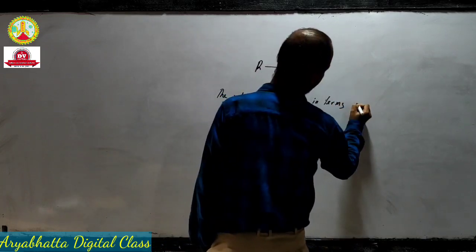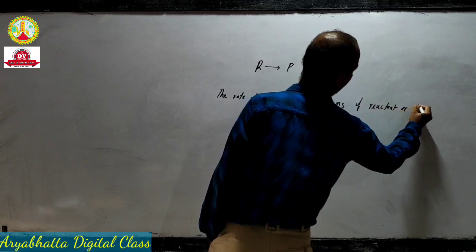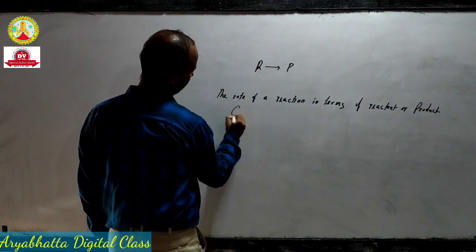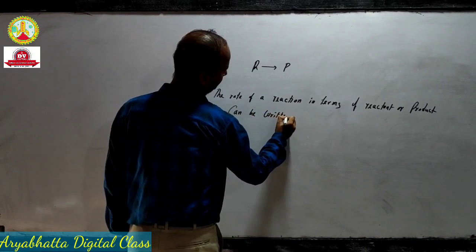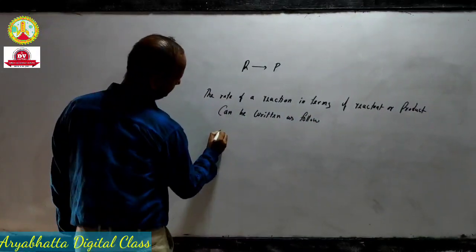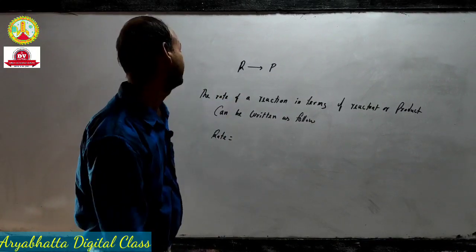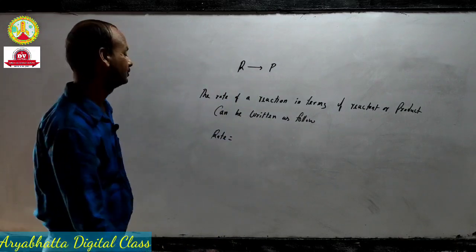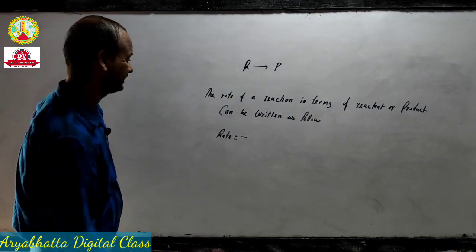in terms of reactant or product, can be written as follows. Okay, rate of reaction. This is reactant. As the reaction progresses, the concentration of reactant will decrease. Okay, so this will be a minus sign. This minus sign indicates decrease of concentration of reactant.